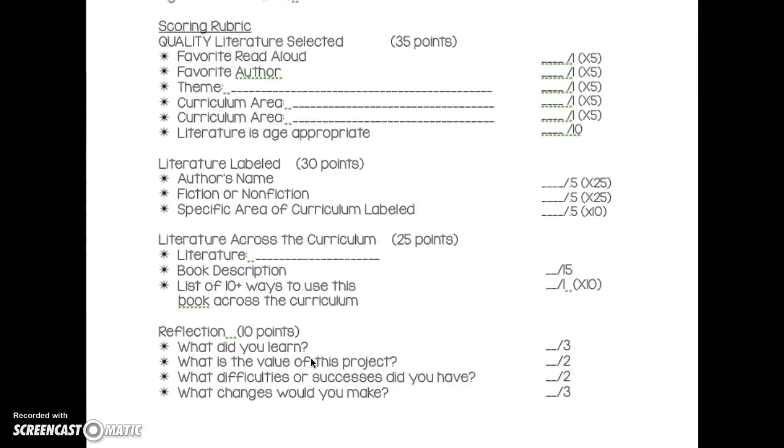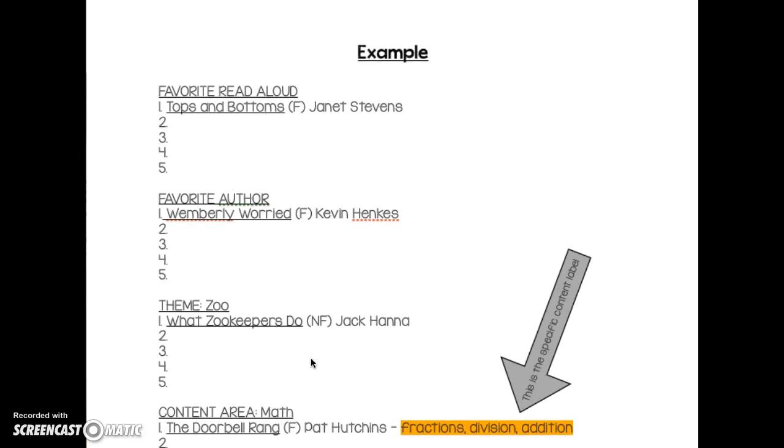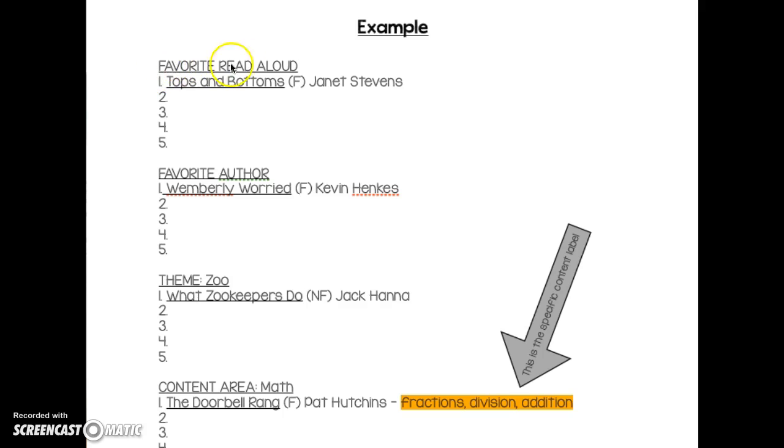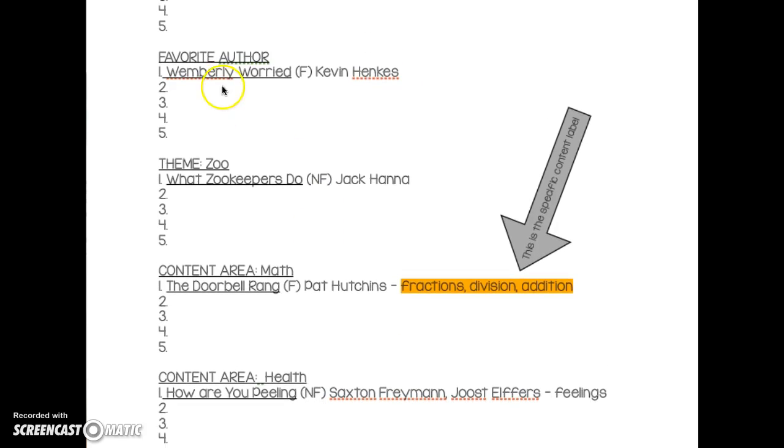As we scroll down, I have an example of what a book list will look like, and you can see that we've put the titles at the top. So under the category of Favorite Read Aloud, you will list 5 books. I've put one just as an example to show you the title underlined, labeled fiction or nonfiction, and the author's name. The second category was Favorite Author. I chose Kevin Henkes. The title of the book is listed. It's labeled fiction or nonfiction, and then we have the author's name.